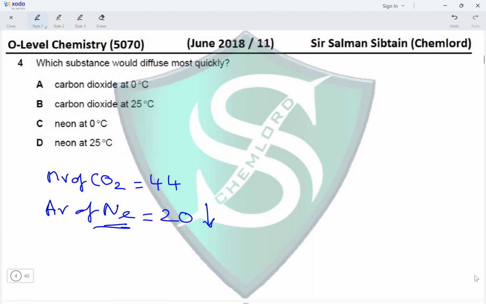And then temperature. So options A and B have been eliminated based on the mass of the gas. Now the temperature, 0 and 25. The higher the temperature, the quicker the diffusion of the gas. So between 0 and 25, 0 is the lower temperature, 25 is the higher temperature, making option D the correct option for this question.